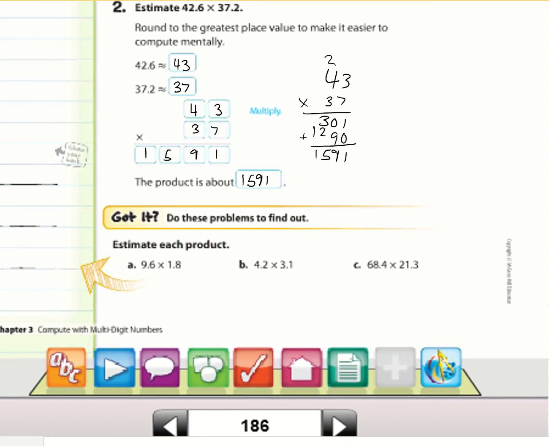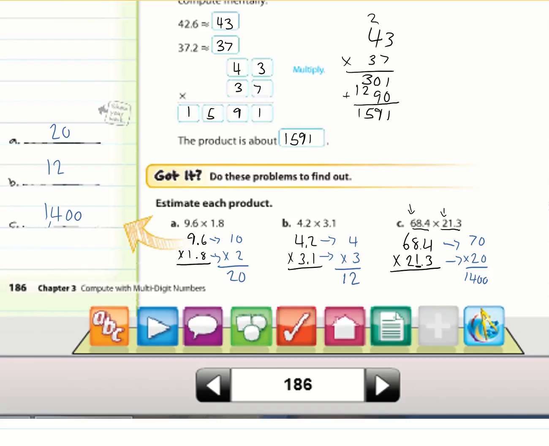So go ahead and try the got it. So press pause in the video until you finish A, B, and C. So here are my answers for the got it. A is 20, B is 12, and C is 1,400.